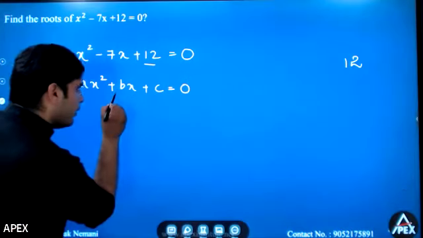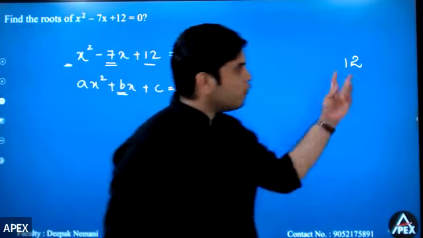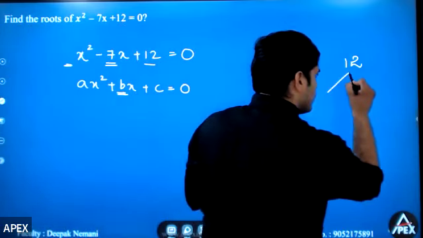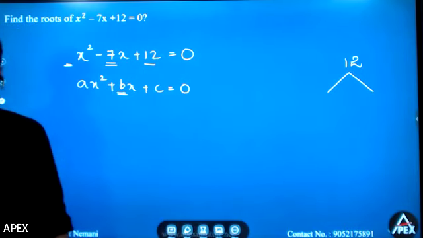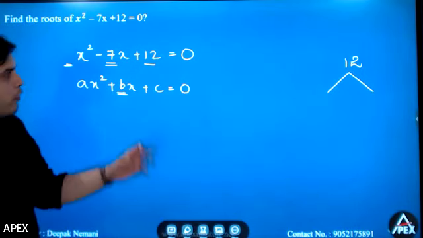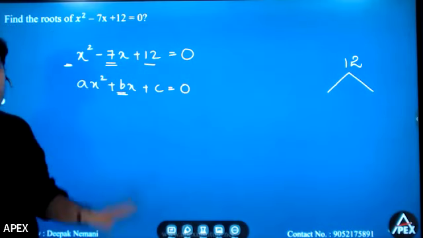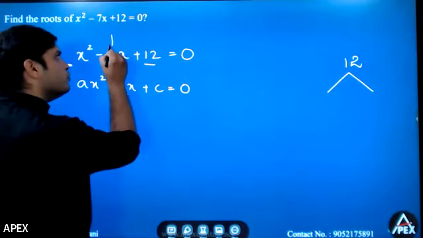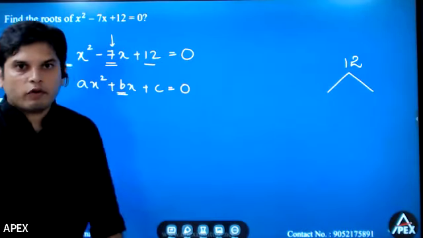Okay, and now coming to b, this two. So we have to factorize 12 as a product of two numbers such that the sum of those two numbers is minus 7. So how can you factorize 12 as a product of two numbers such that the sum of these two numbers is minus 7? First let us consider the magnitude of this number, the value 7, and then we'll discuss the sign.